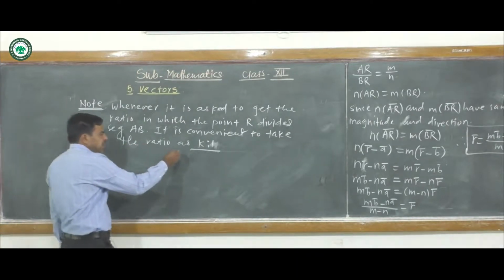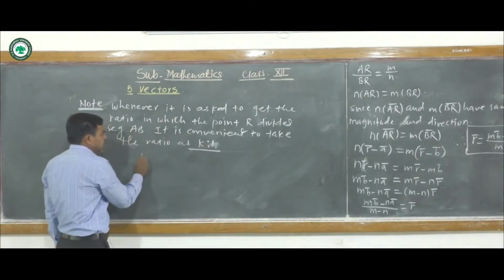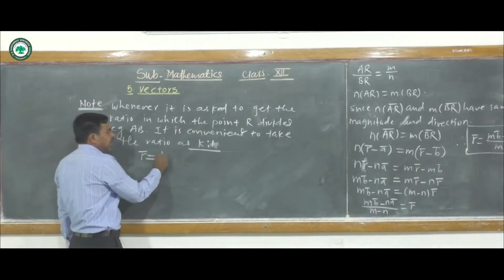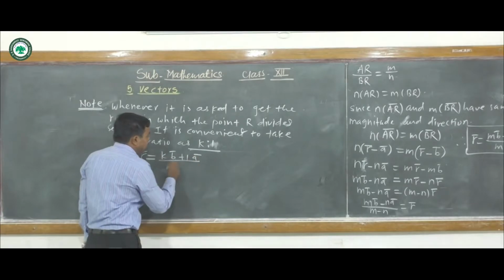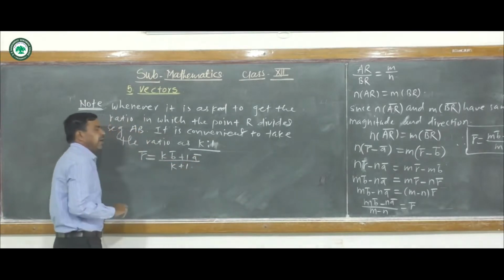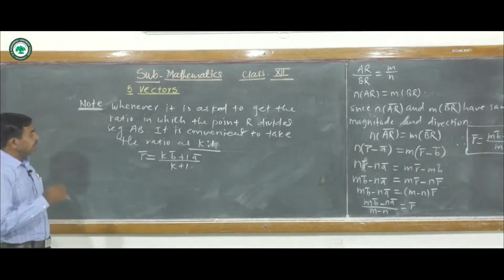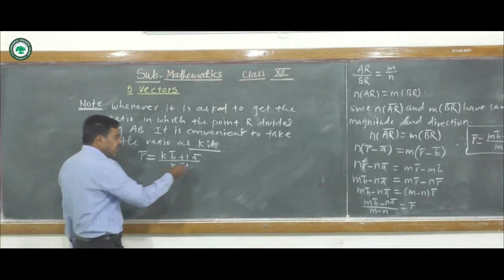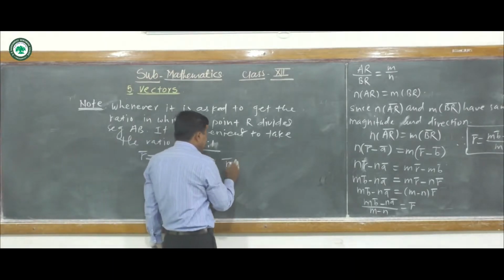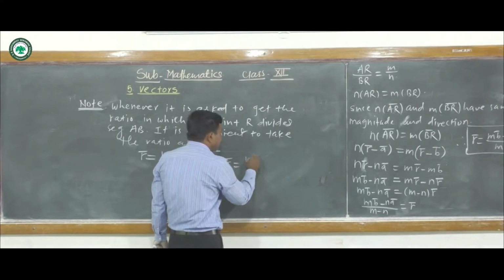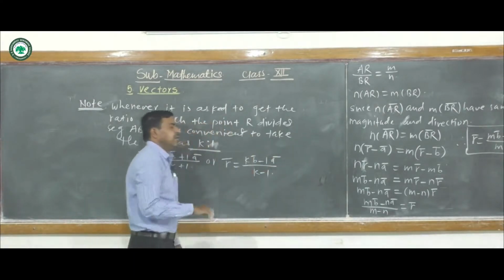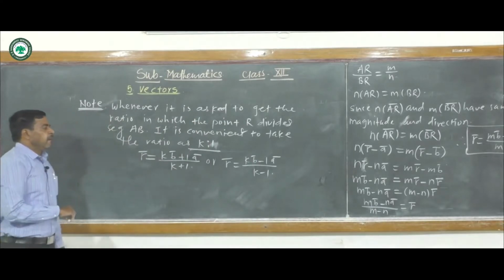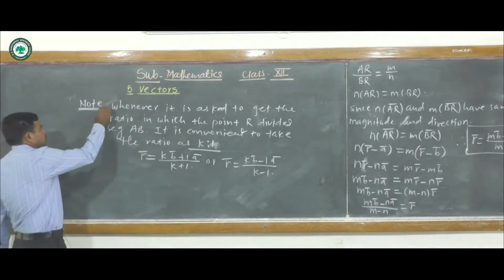So if we take the ratio as k as to 1, in this case R bar becomes k into B bar plus 1 into A bar divided by k plus 1, if the point R divides segment AB internally. If it divides externally, we get R bar is equal to k into B bar minus 1 into A bar divided by k minus 1. So this is the first note.